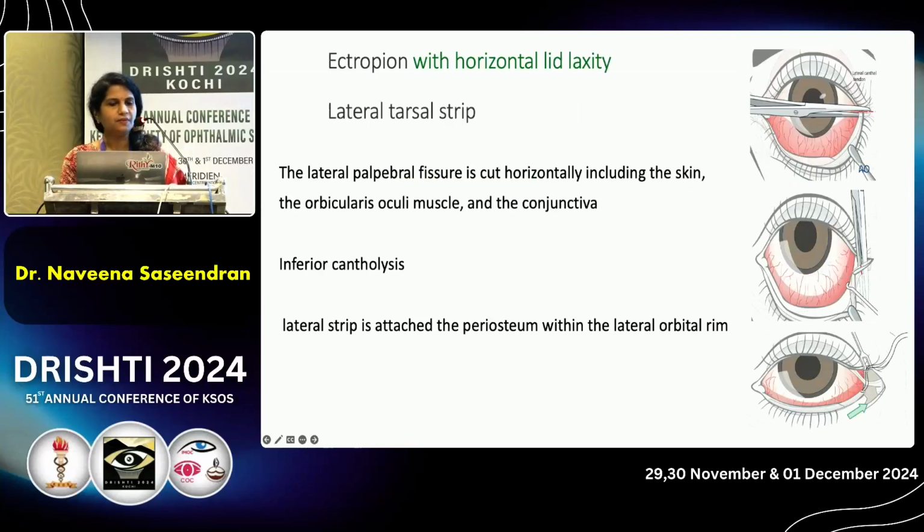It can be also managed by another procedure known as lateral tarsal strip. Here, a full thickness incision is given at the lateral canthal area, an inferior cantholysis is done, and a lateral tarsal strip is fashioned out, removing the anterior lamellae and the posterior conjunctiva, and this strip is attached to the periosteum. So, the advantage over horizontal lid shortening is that there are no sutures over the lid margin.